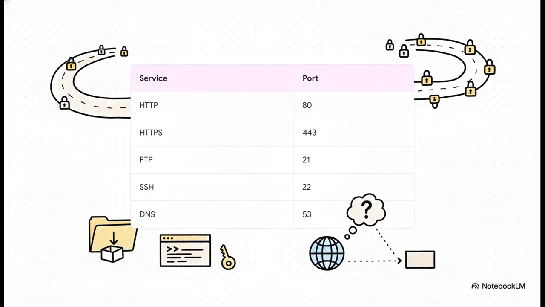These act as the dedicated traffic lanes for everything we do online. When you browse an older, unencrypted website using HTTP, your browser automatically aims for port 80. For modern secure web traffic, HTTPS, it uses port 443. File transfers use port 21. Secure remote access via SSH uses 22. And when your computer needs to translate a website name into an IP address using DNS, it fires off a quick UDP request to port 53.